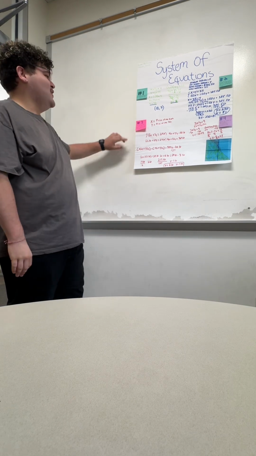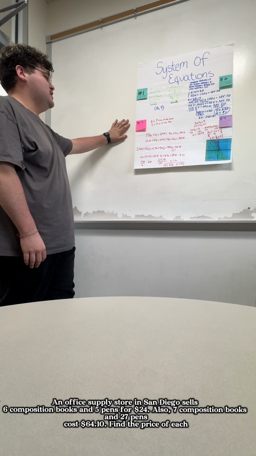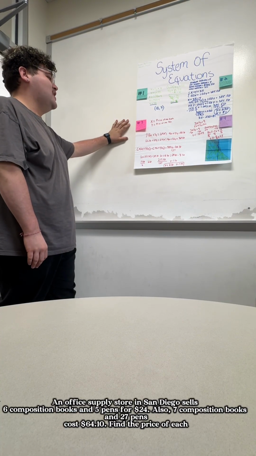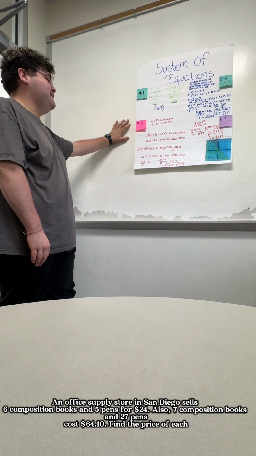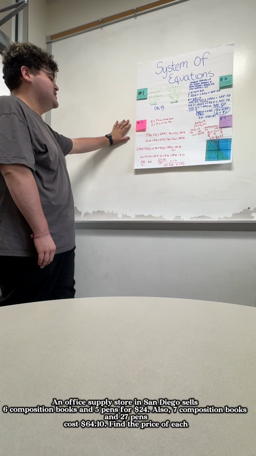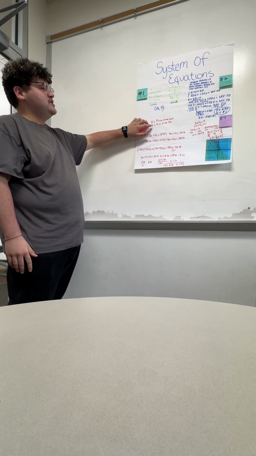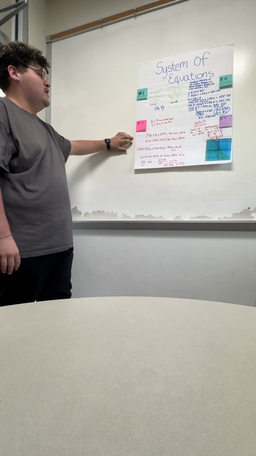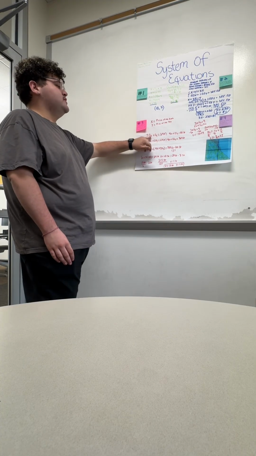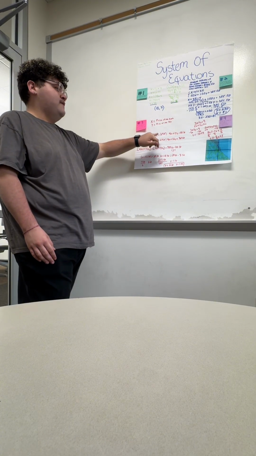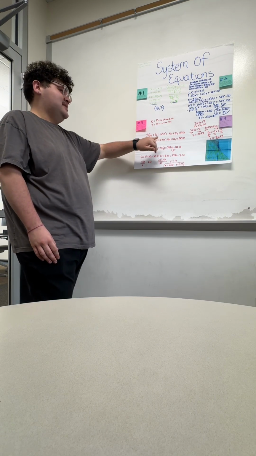What's up, y'all? So now we're gonna go to number 3. Number 3 asks, an office supply store in San Diego sells 6 composition books and 5 pens for $24.10. Also, they sell 7 comp books and 27 pens for $64.10. So now it's asking for the price for the book and the pen. So we can use x for the price of 1 book, and y is going to equal the price of 1 pen. So to do this, we can just make the 2 equations. The first one's going to be 6x plus 5y equals $24.10. Second one's gonna be 7x plus 27y equals $64.10.